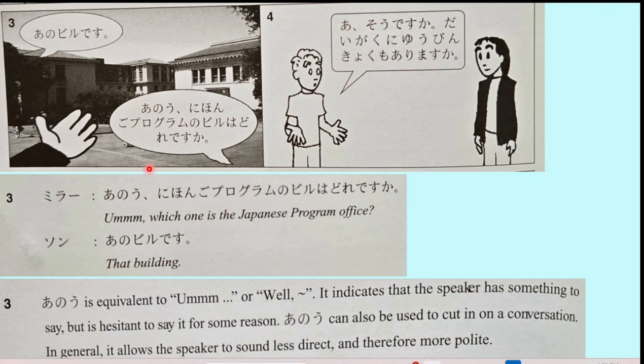Ano is equivalent to "or well." It indicates that the speaker has something to say but is hesitant to say it for some reason. Ano can also be used to cut in on a conversation. In general, it allows the speaker to sound less direct and therefore more polite.